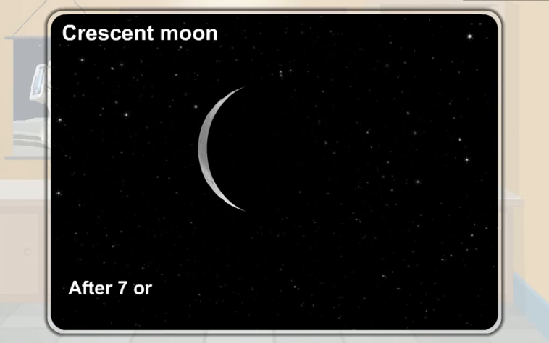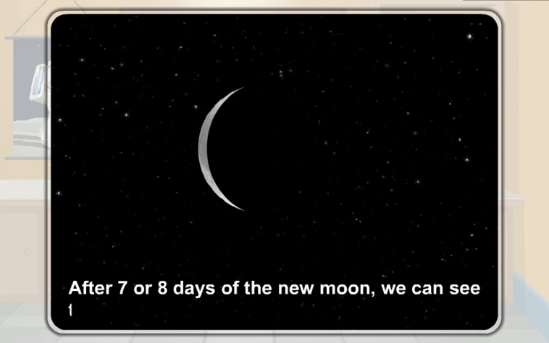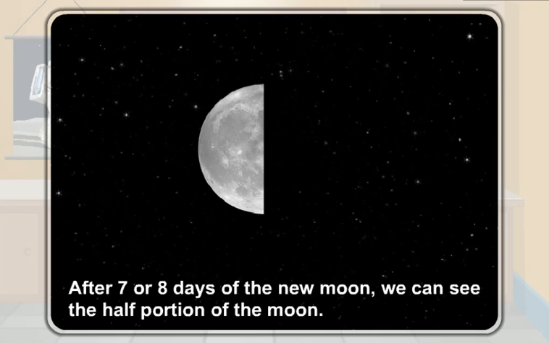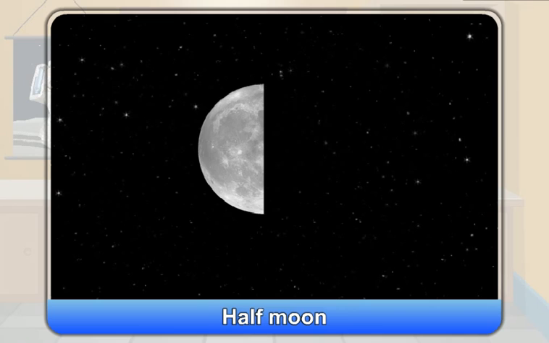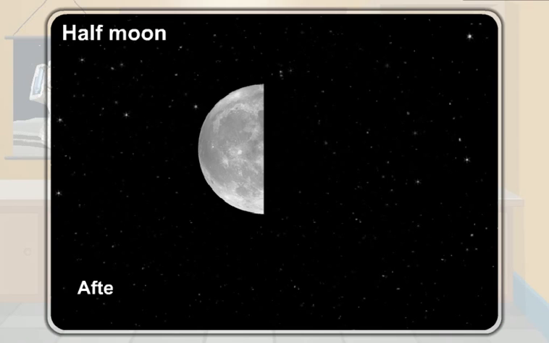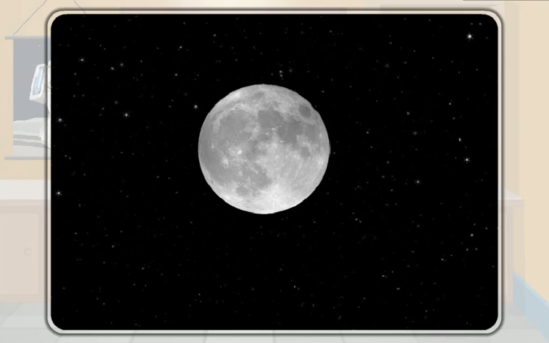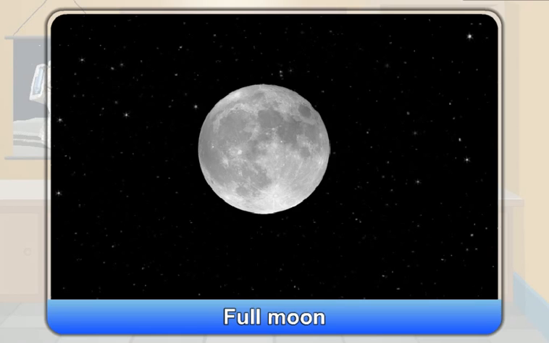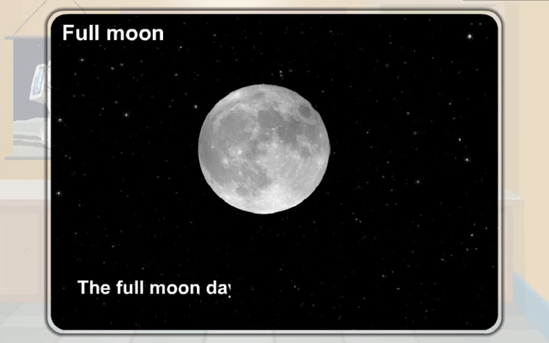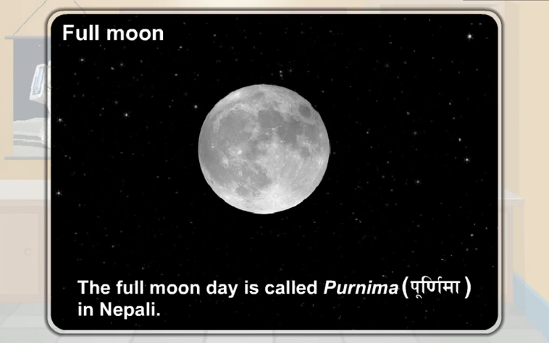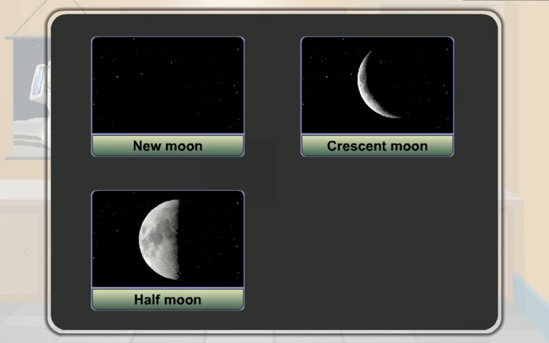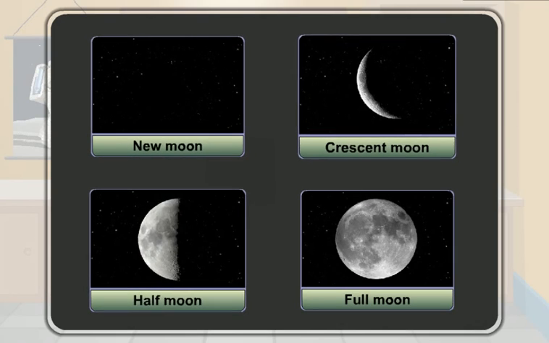After 7 or 8 days of the new moon, we can see the half portion of the moon. We call it the half moon. And after 14 to 15 days of the new moon, we see the moon round like a ball. We call it the full moon. The full moon day is called Purnima in Nepali. So, the new moon, the crescent moon, the half moon, and the full moon appear one after another.